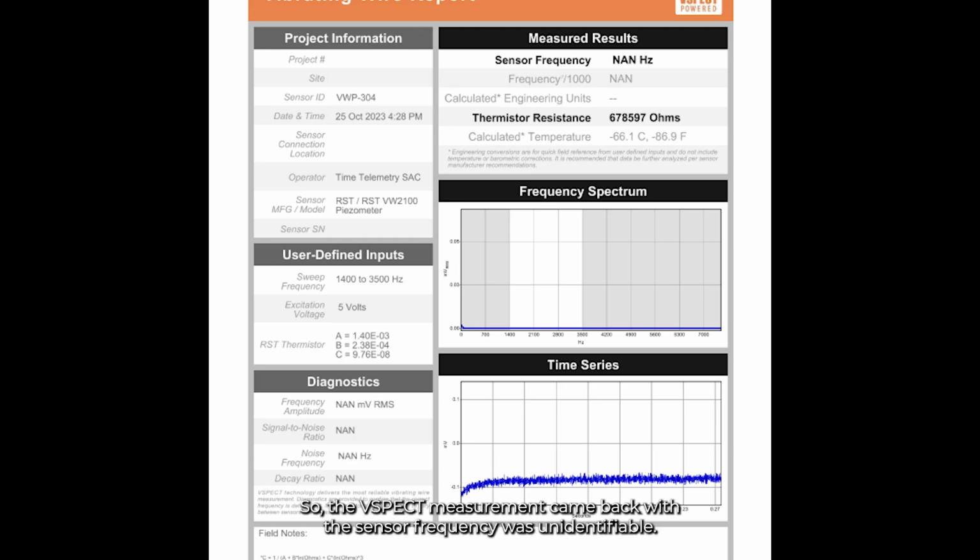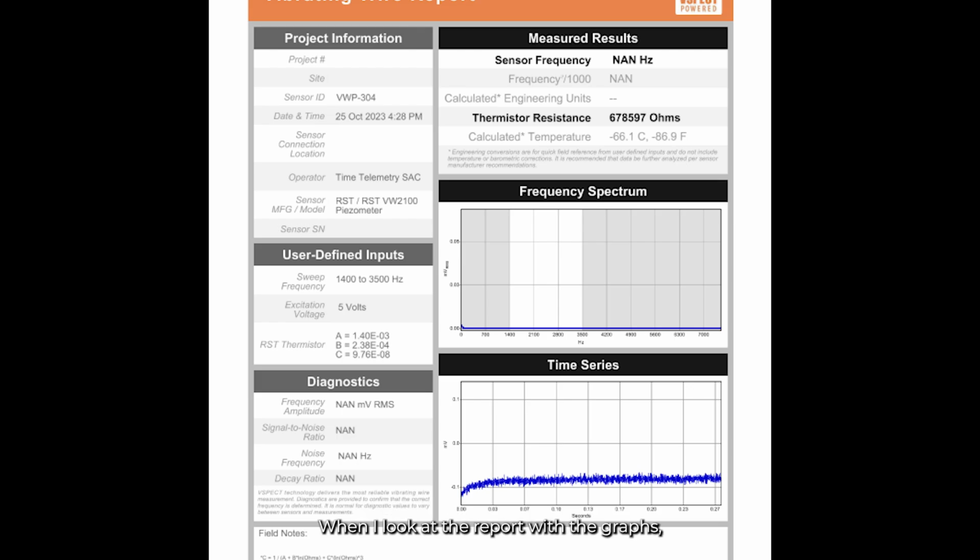So the VSPECT measurement came back with the sensor frequency unidentifiable. NaN stands for not a number. And then the thermistor resistance came in at 678,000. Compared to a standard thermistor resistance, that's not right. That's tripping some red flags right there. So both of those make me question what's going on.